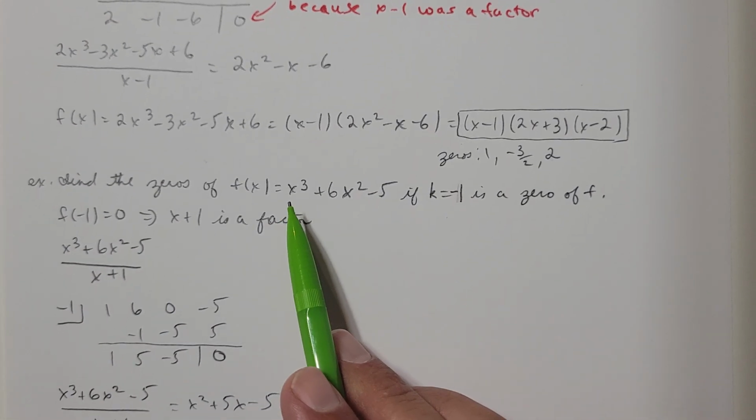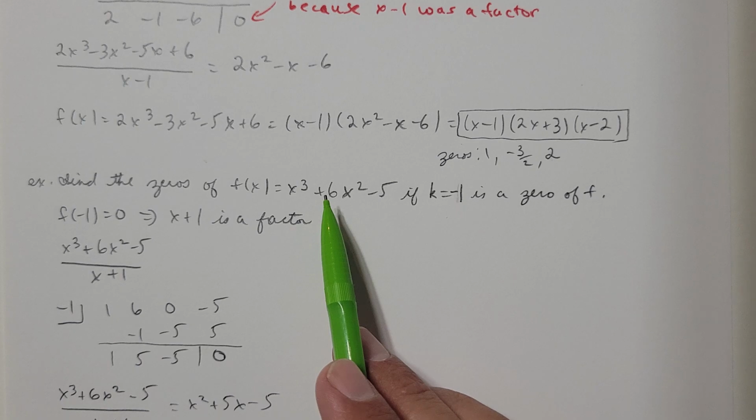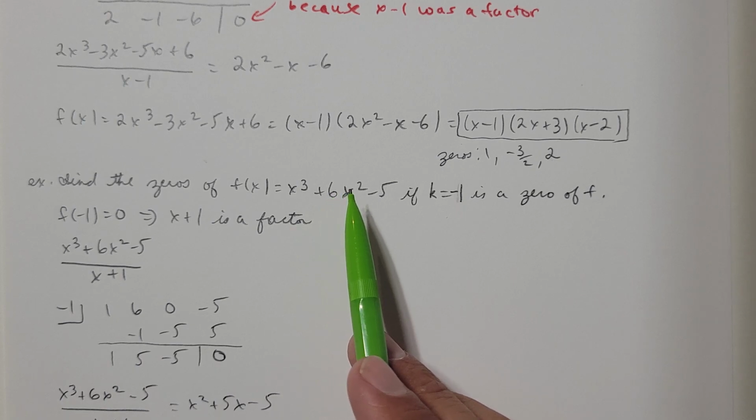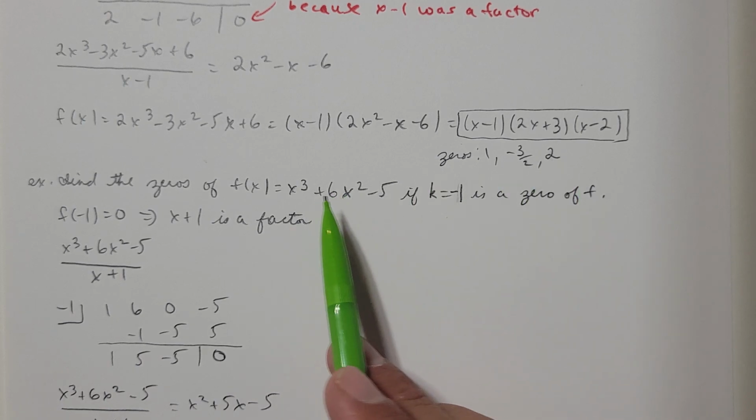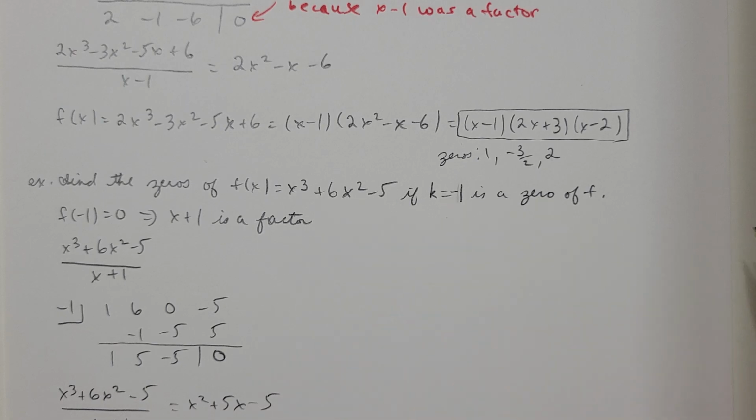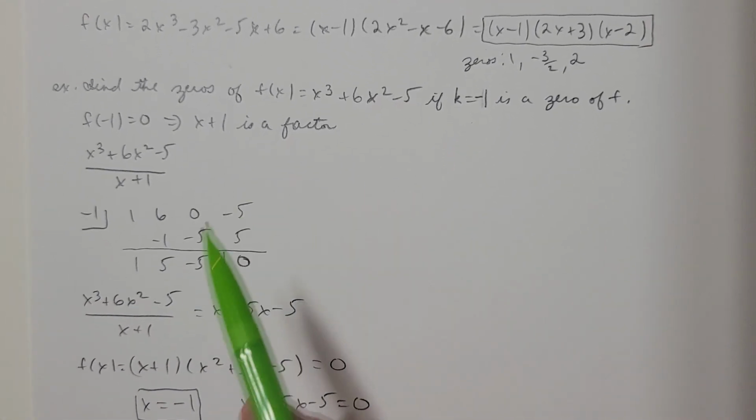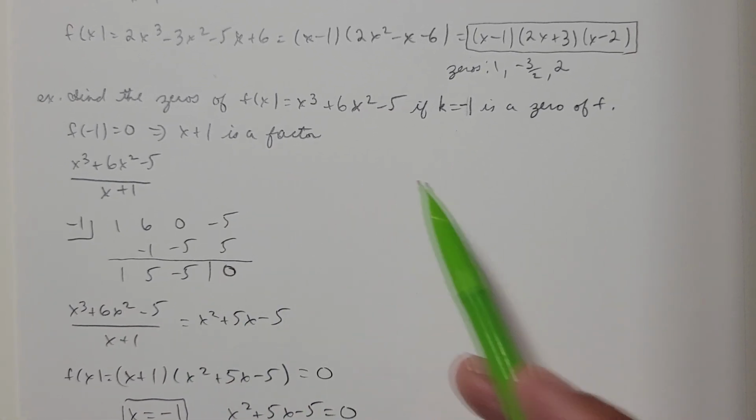Now, by the way, I've got a degree 3 polynomial. Factor by grouping is not going to work. I don't have anything in common in these three terms here. So this procedure that I'm doing is the only way to do this problem.